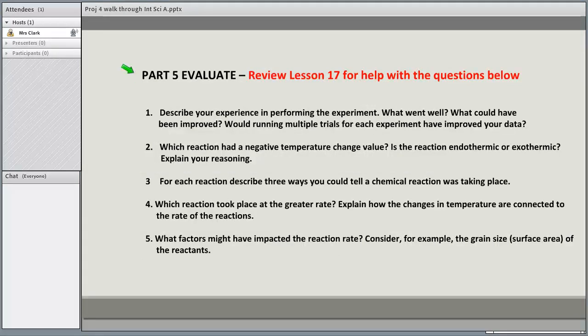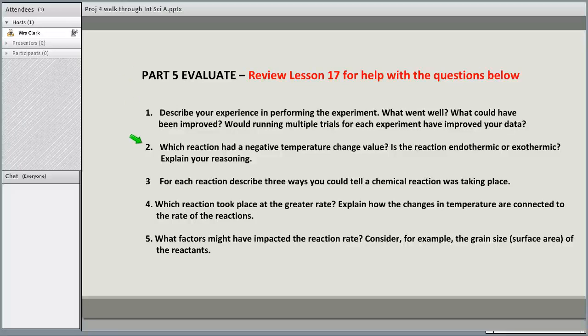Once you've done that, then you're going to evaluate. And again, review lesson 17 to help you with these questions. You're going to describe your experience in performing this experiment, okay? How did it go? Did it go well? What problems did you have? Would more trials have helped you?